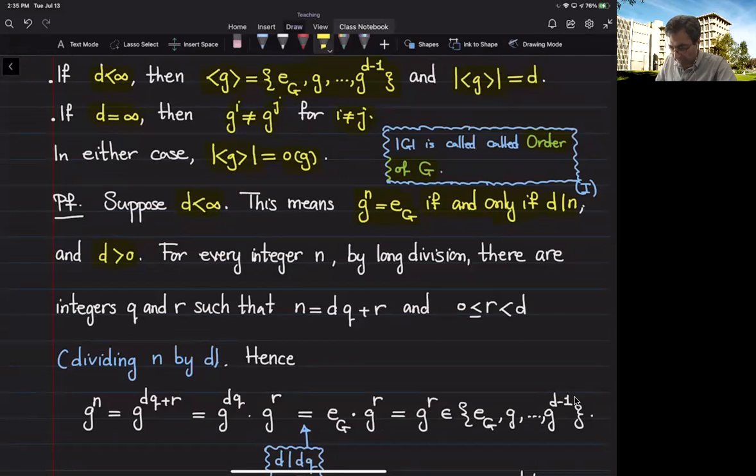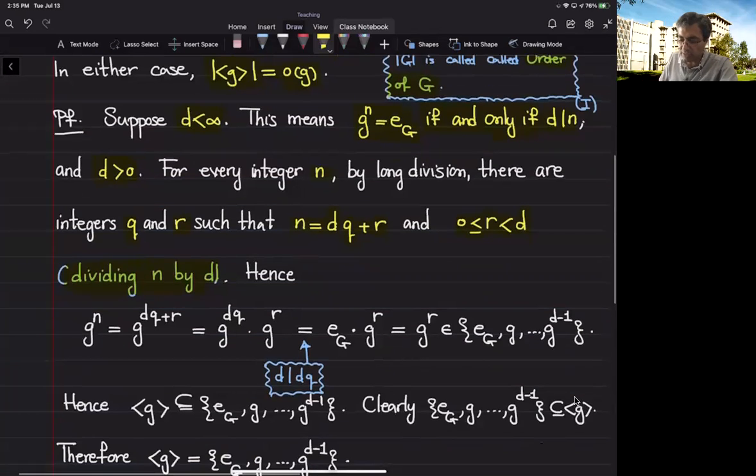What I will do is divide n by the order d, get a quotient q and a remainder r, and then that means I'm writing n as this order d times the quotient q plus the remainder r. And r, being a remainder, is a non-negative integer which is strictly less than the order d.